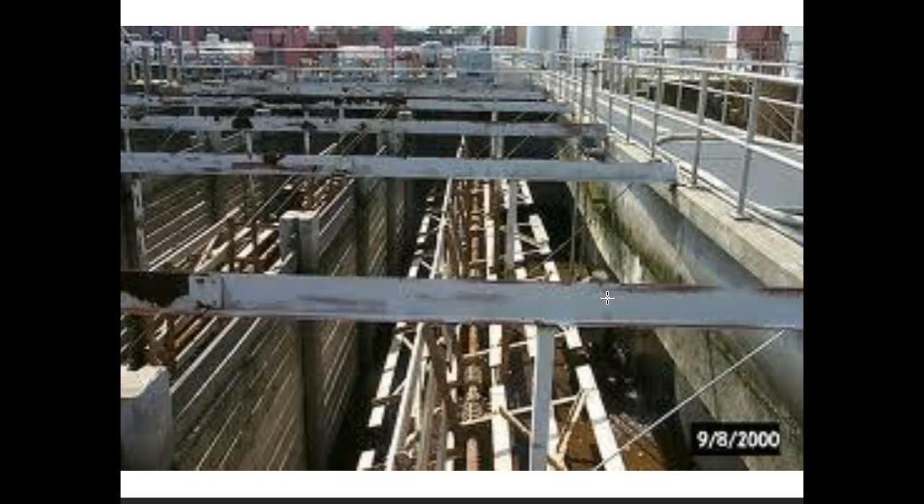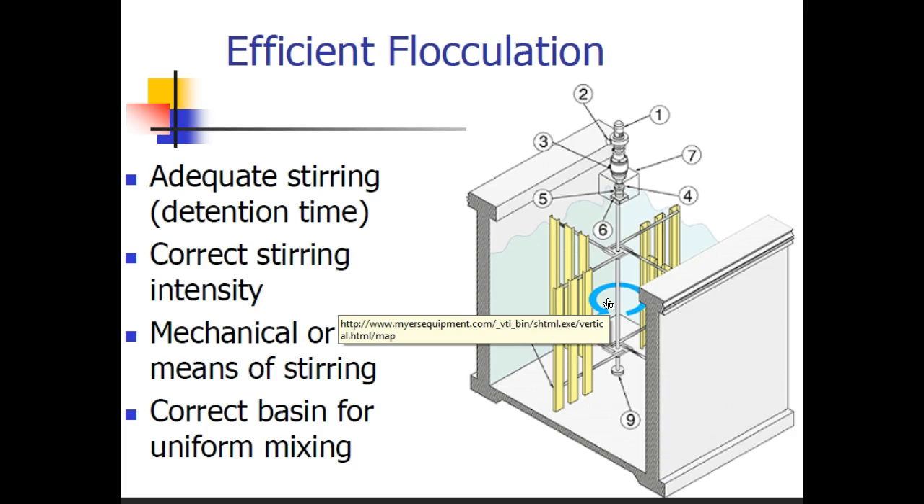So there's a big commercial mixer. You can see those big paddles, and they go around. So efficient flocculation: we want adequate stirring time, which equals the detention time, the correct stirring intensity, mechanical or other means of stirring, and the correct basin for uniform mixing.